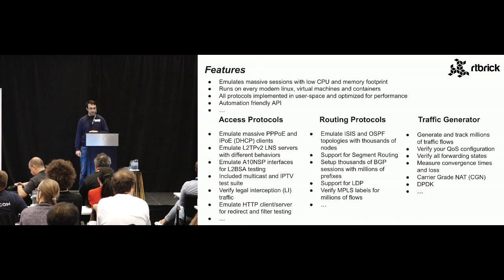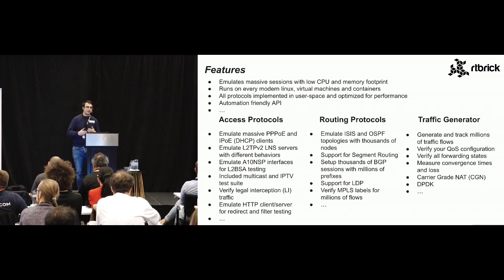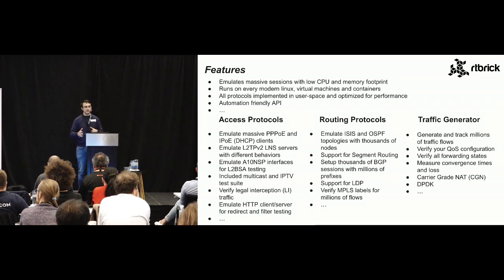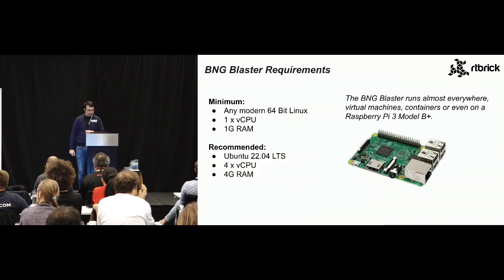We have an API, and we implemented all the protocols from scratch in user space. Which means from ARP, from ICMP, from neighbor discovery, everything was implemented from scratch, which has a reason, because we needed performance. And the second thing is we would like to have the possibility to change the behavior of every single protocol, to emulate almost all vendors in the market, without buying almost all vendors in the market for our interop testing. And this we can do on a very small footprint. It actually works on any modern 64-bit Linux. It even works on a Raspberry Pi 3.